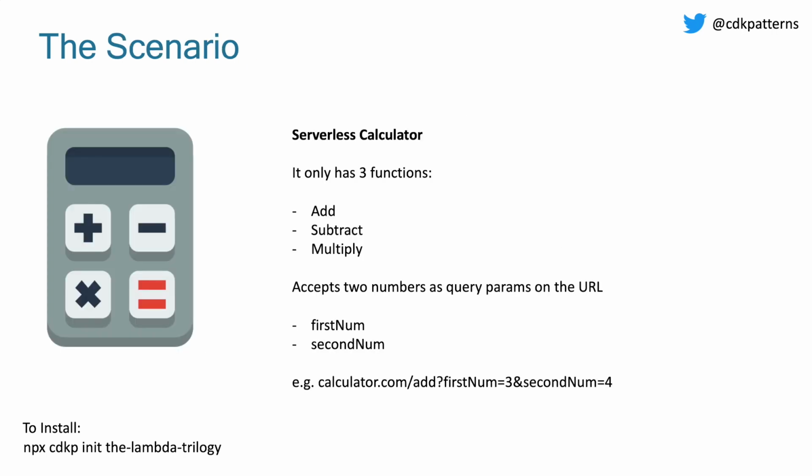The scenario we're going to use to demonstrate the differences is that of a serverless calculator. This calculator, it's not a great calculator. It only has three available functions, which are add, subtract, and multiply. And it's going to be hosted behind a web server where it takes two numbers as query params on the URL. Those query params are first num and second num. So you can see that this example URL shows you it would be calculator.com/add, question mark first num equals 3, ampersand second num equals 4, should return us a value of 7.